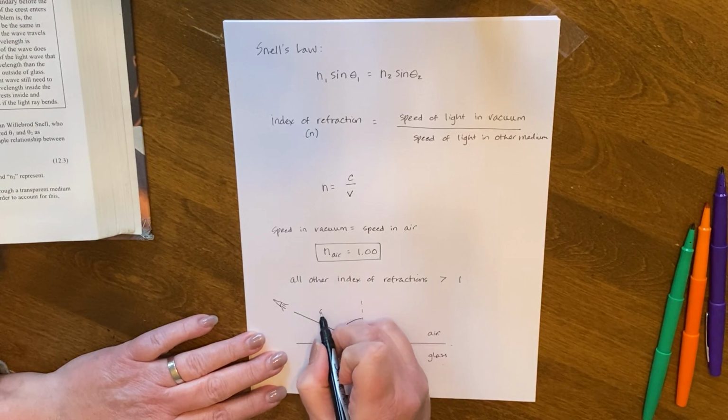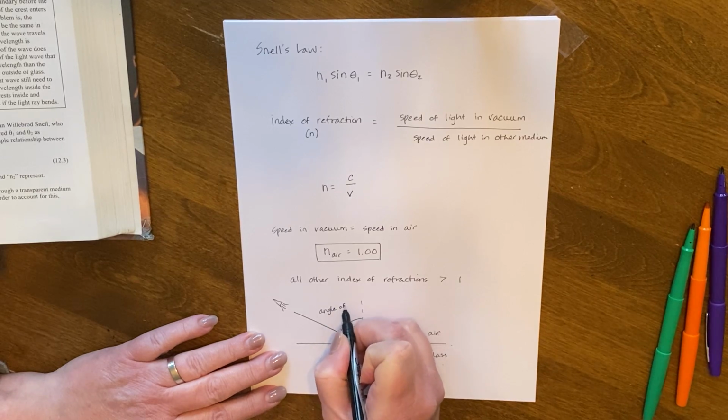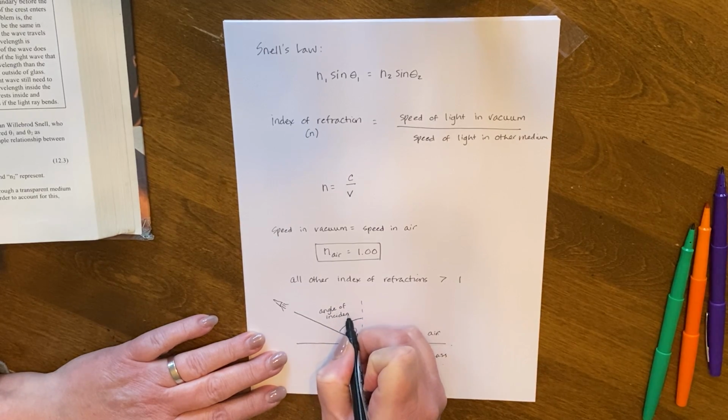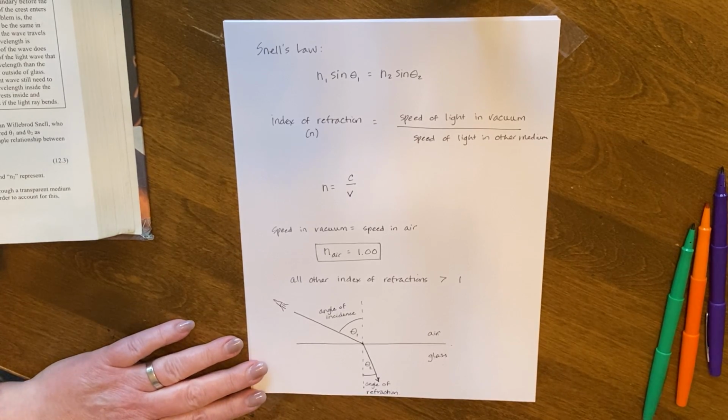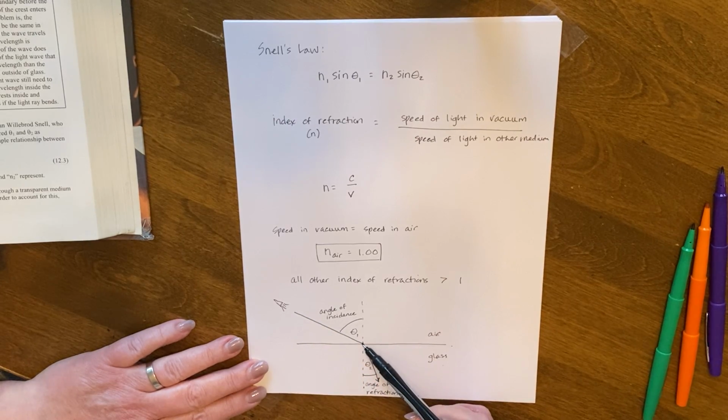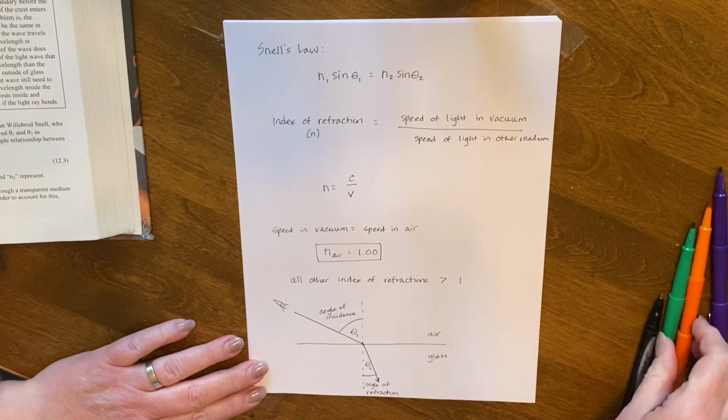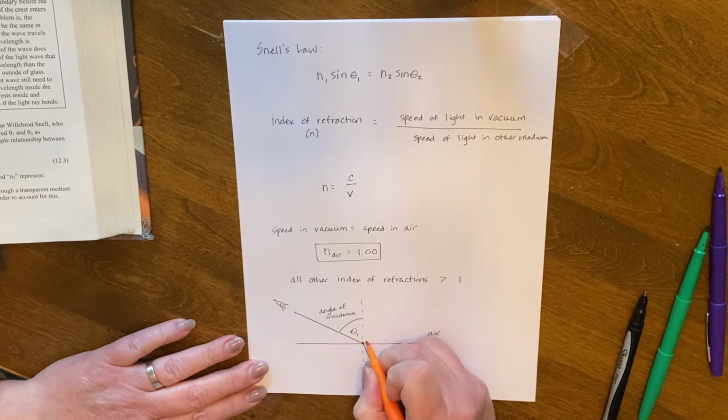Okay, this is also called the angle of incidence. Okay, that's nothing new. We used this term before when we were talking about the law of reflection. This angle is the angle of refraction. Okay, so now we have 3 different angles that we've talked about. The angle of incidence is always the angle that the incoming light makes with the perpendicular. We've also talked about the angle of reflection.